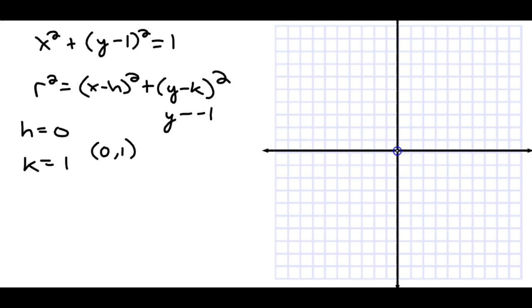And so I'm going to graph that center point. 0, up 1, there's the center. And then my radius, what did I put in for r to get 1? Well, you can just take the square root of that, and it's going to be 1. So the radius is 1. So if we're sketching this out, it looks like this.